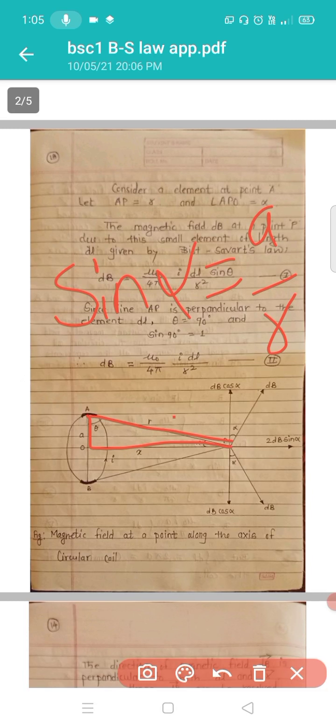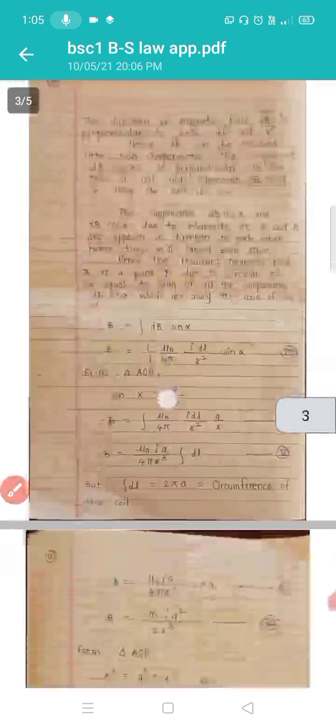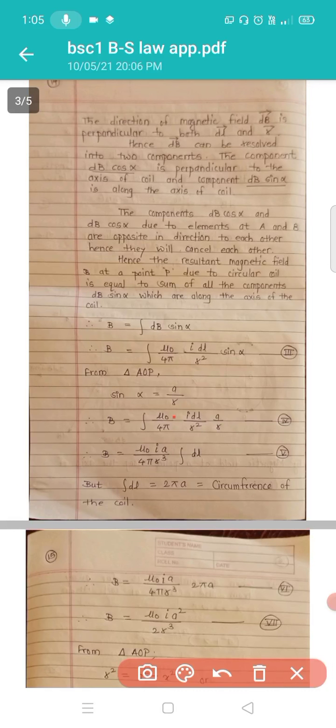Then put the value of sine alpha in the equation. We get B is equal to integration of mu naught upon 4 pi I dl upon r square into a upon r. Give this equation number 4. Therefore we get B is equal to mu naught I a upon 4 pi r cube, with the constant terms taken outside the integration, into integration of dl. This is equation number 5.